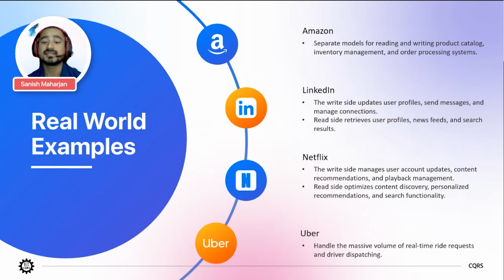It also segregates the read and write side. The write side consists of user account updates, content recommendation, and all. But on the read side, it consists of search functionality, personalized recommendations, and all. Similarly, Uber also handles its massive volume of real-time ride requests and driver dispatching by implementing CQRS as well.